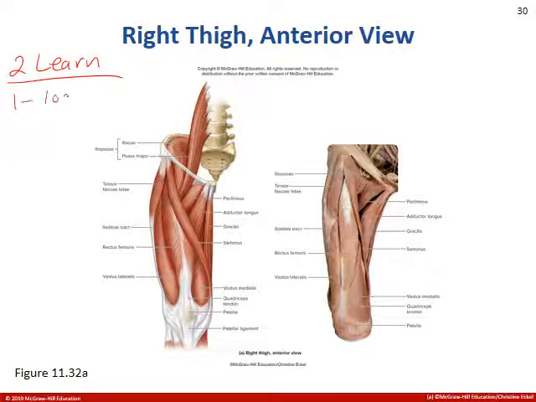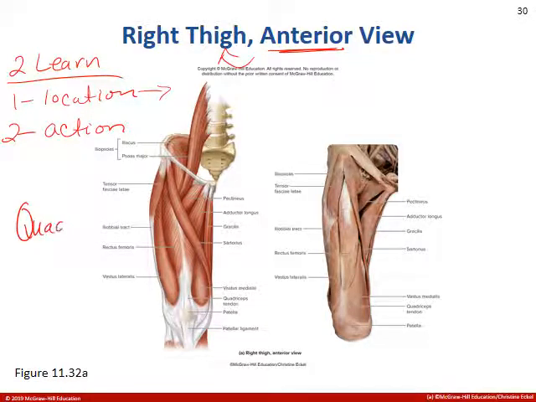One, you can look at location and kind of list all the muscles that are on the anterior thigh. And then there's also action. So are they doing flexion? Are they doing rotation or extension? And where? Is it at the hip joint or is it at the knee joint, right? So if we look at location first, we're at the anterior thigh. And most of us, if we think about the anterior thigh, we think of the quads.